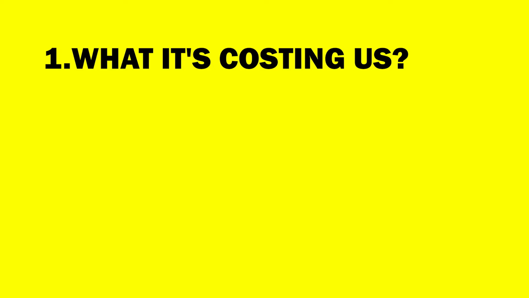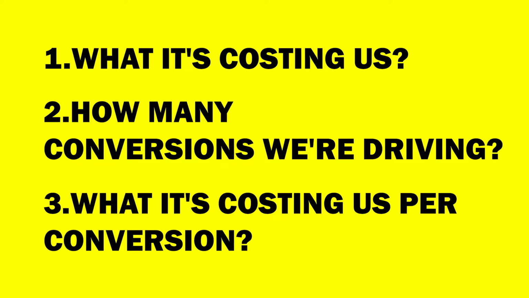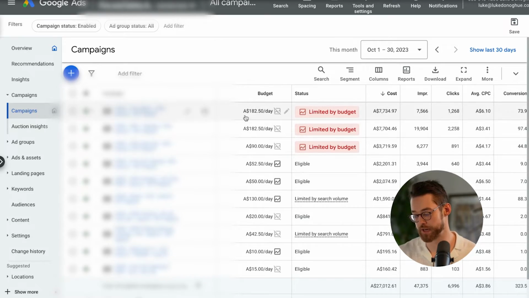So again, high level, what are we actually focusing on when it comes to our campaigns? We're looking at what it's costing us, how many conversions we're driving, and what it's costing us per conversion. Those are the metrics that are really steering the ship here. But what are some of these other columns that can inform us on what we should be doing in these campaigns to improve performance, or where there are opportunities to expand? So let's go through the next few.